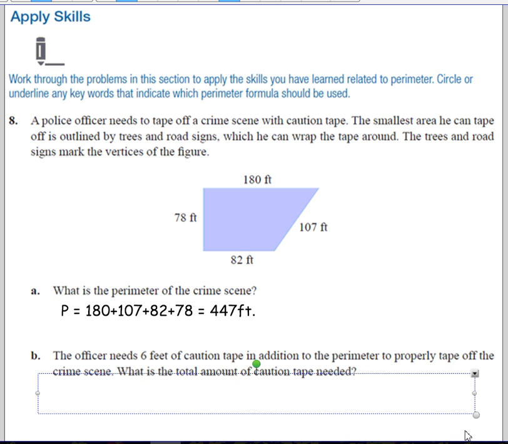For part B, it says the officer needs 6 feet of caution tape in addition to the perimeter to properly tape off the crime scene. So again, that must be the extra tape for wrapping around trees and things like that. So what is the total amount? We started off with our 447, and we're adding an additional 6 feet. And so the total will be 453 feet of caution tape that the officer would need to have.